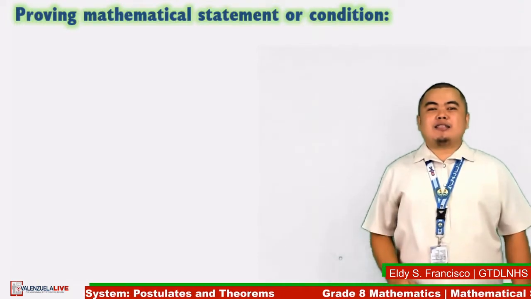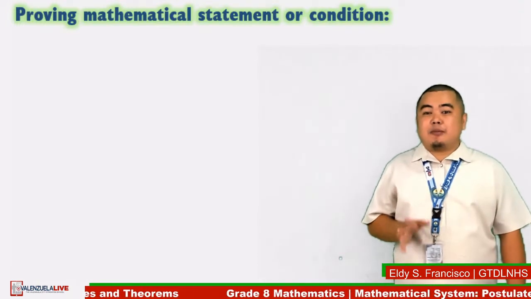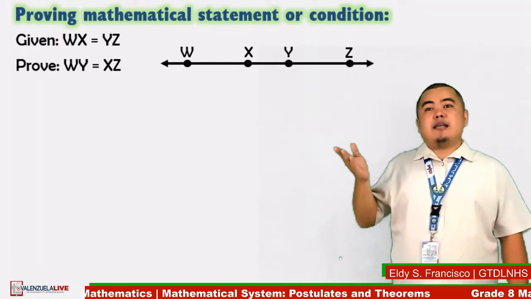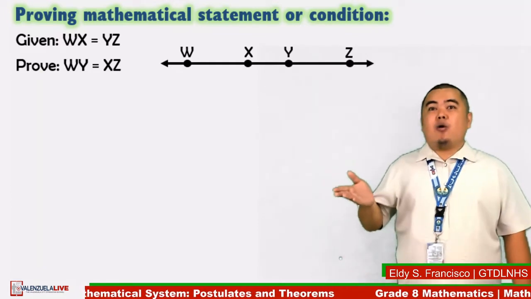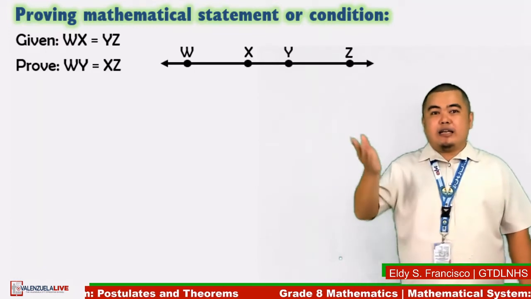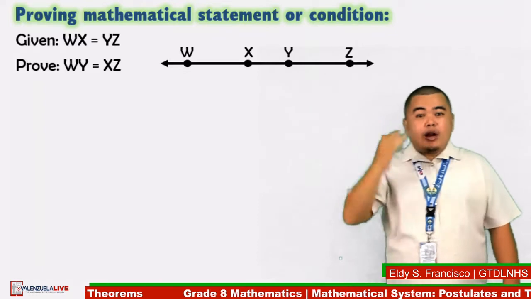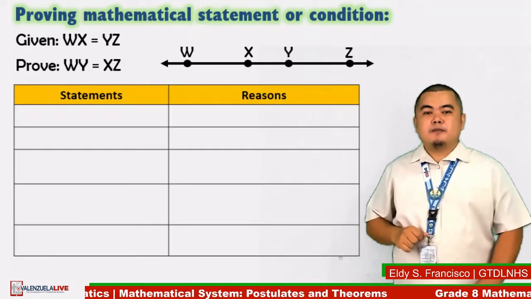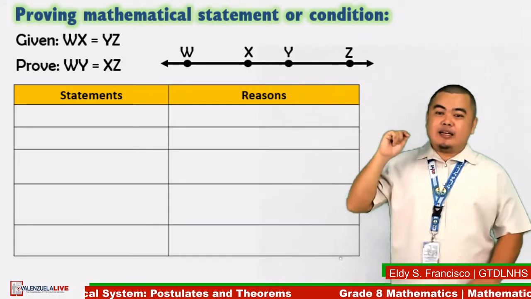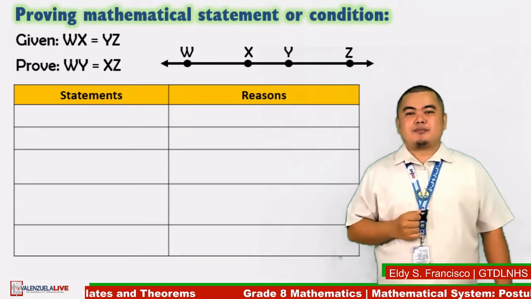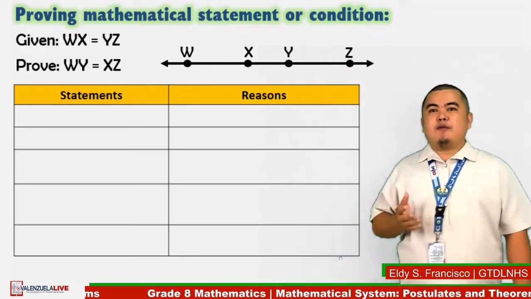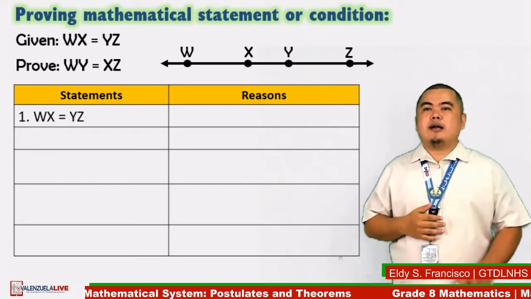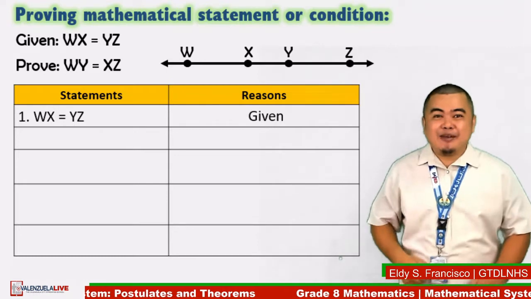This time, let us try to prove some mathematical statements or conditions. Okay, so we have given WX equals YZ. Prove that WY equals XZ. And here is the illustration. Again, we are going to use a two-column proof. So here is the table with the statements on the first column and reasons on the second column. For the first statement, we have WX equals YZ. Reason, obviously, given.